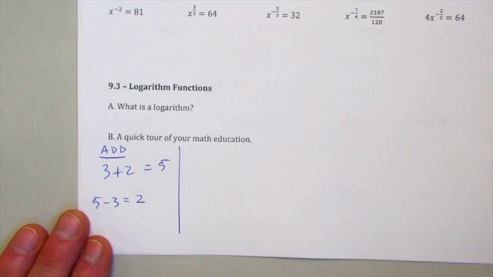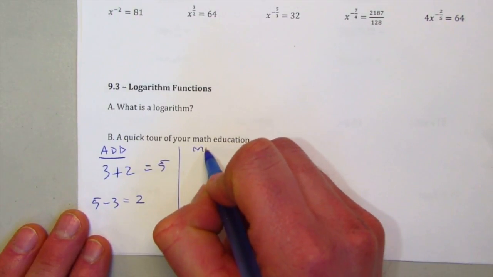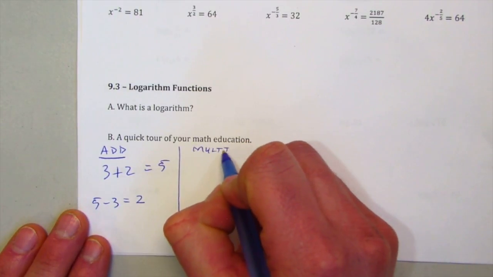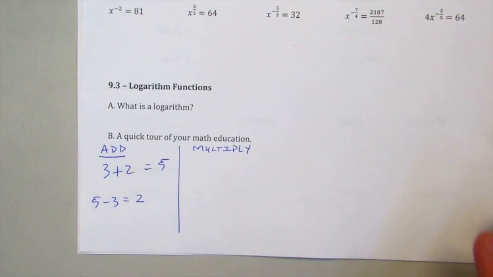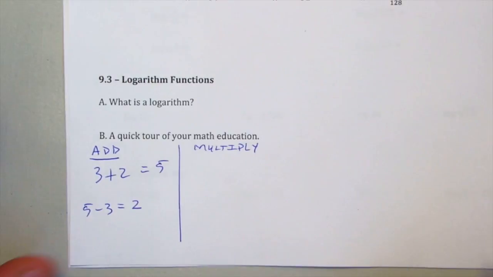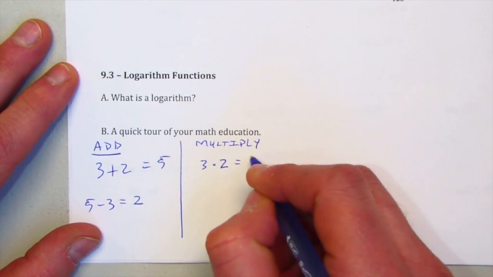All right. Fast forward to maybe 3rd or 4th grade, and you learned how to multiply. So you learn great problems, or nice easy ones. We'll stick with the same numbers. We'll just go now 3 times 2 is equal to 6.